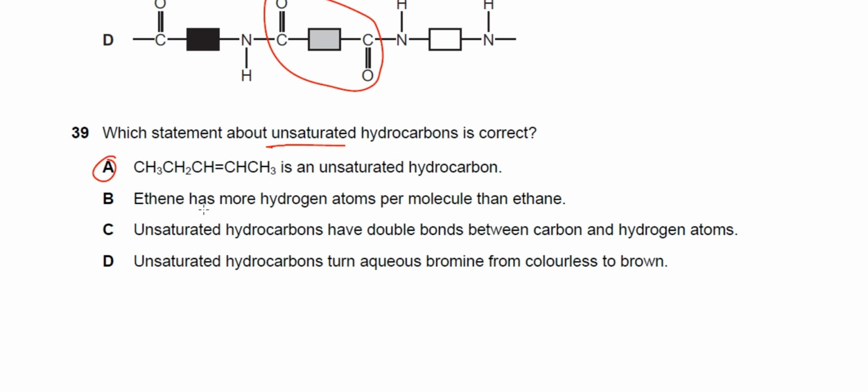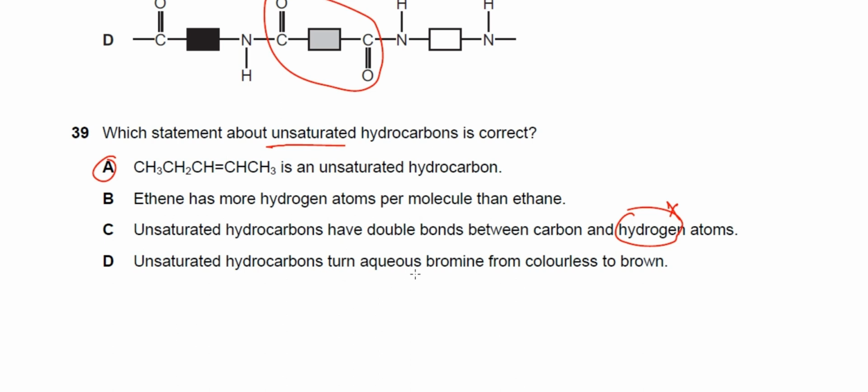Why not B? Ethene has more hydrogen atoms per molecule than ethane. So this is not the definition or statement for saturated and unsaturated. Unsaturated hydrocarbons have double bonds between carbon and hydrogen. No, hydrogen never ever makes a double bond. So this is wrong from this point of view.